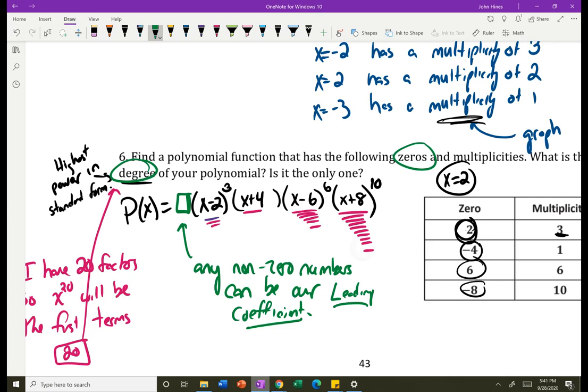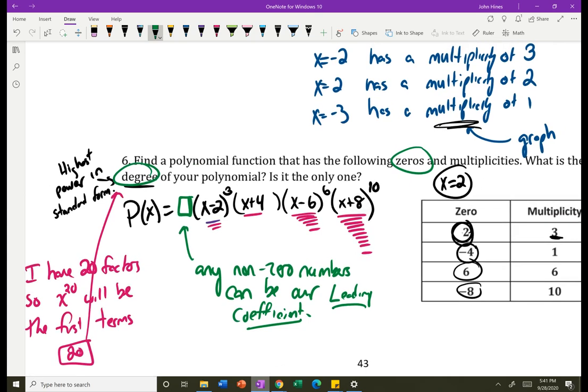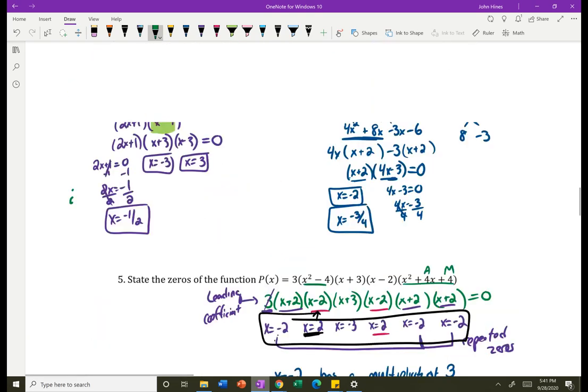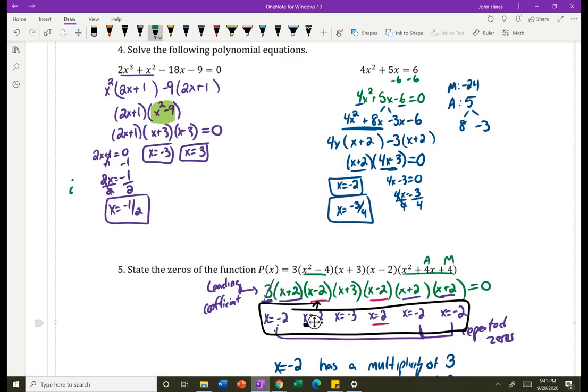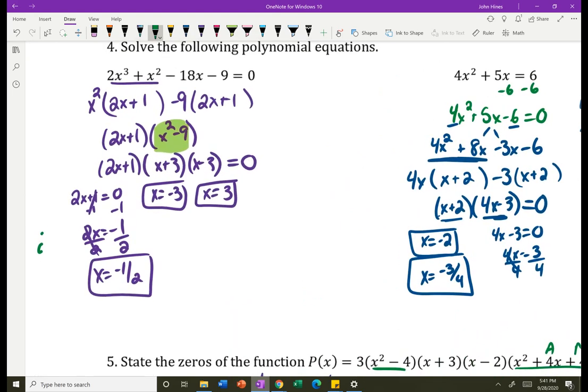So to review this lesson, we can solve a polynomial equation by setting things equal to 0 and factoring. And once we factor, we can apply the zero product property to actually get our zeros.